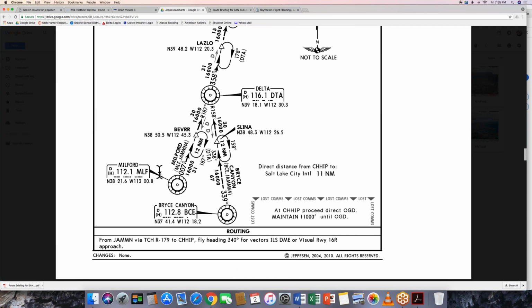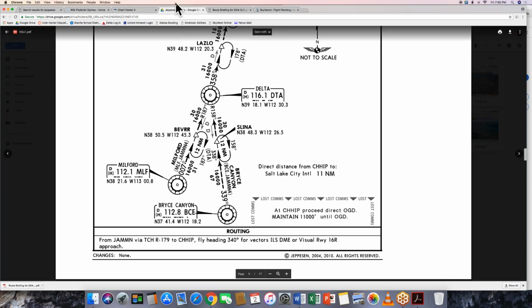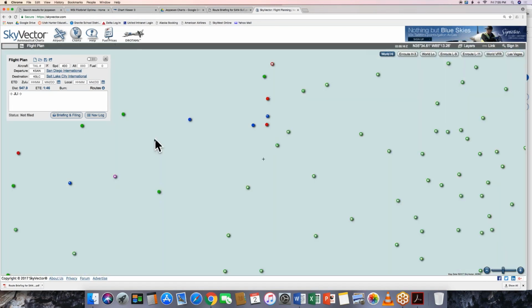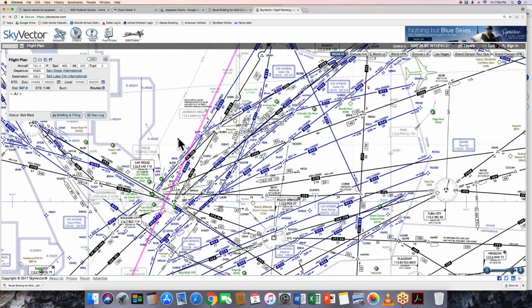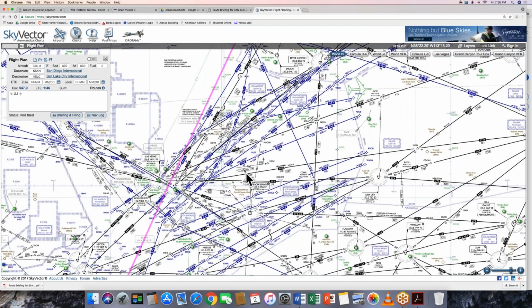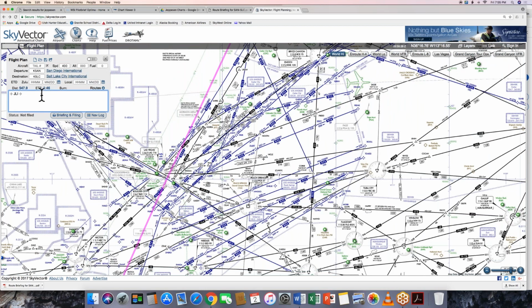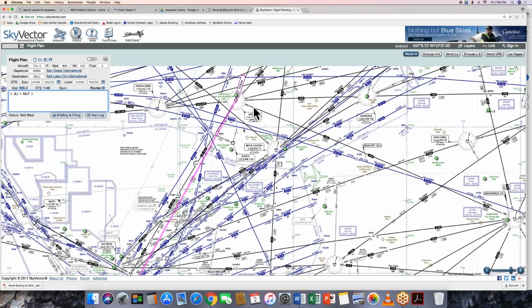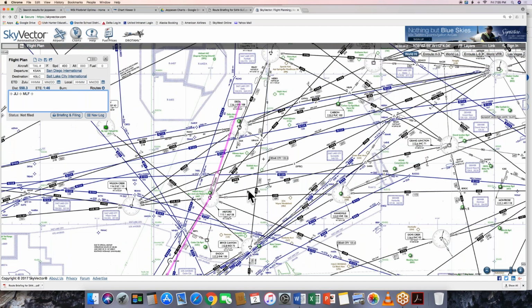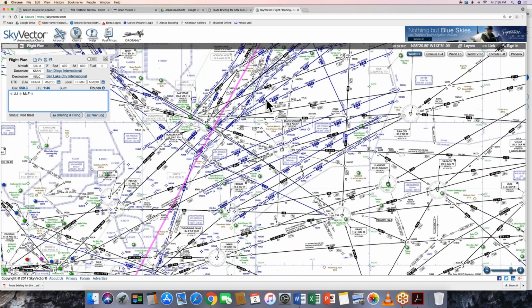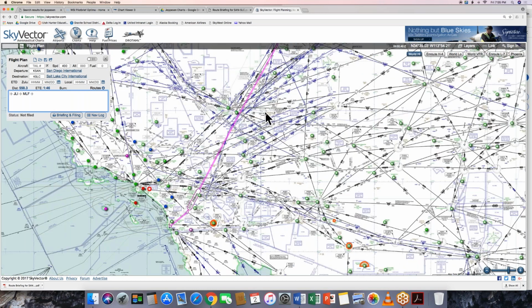Okay, so we're going to look at Milford and we're going to look at Bryce Canyon on SkyVector here. Oh man, got to get rid of some habits here. So let's look at MLF first. Okay, so MLF is pretty close, huh? Pretty close to where we'd want to be. Let's get a little more zoomed out.